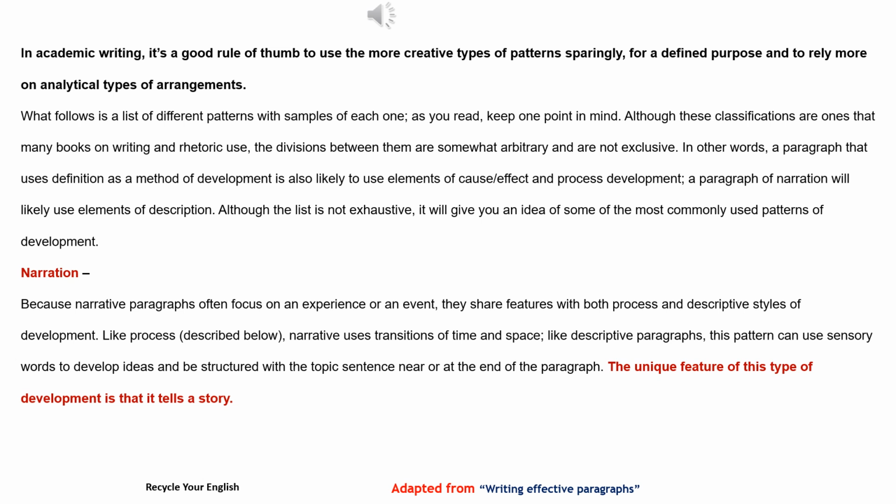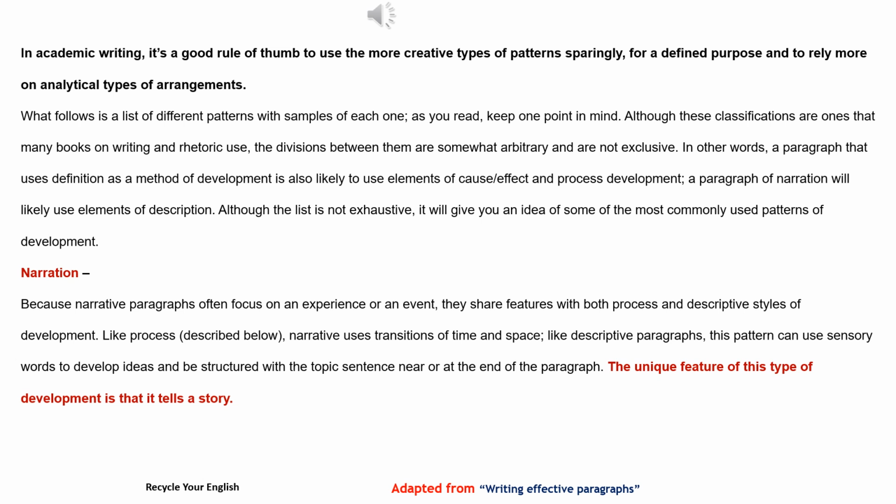Although these classifications are ones that many books on writing and rhetoric use, the divisions between them are somewhat arbitrary and are not exclusive. In other words, a paragraph that uses definition as a method of development is also likely to use elements of cause, effect, and process development. A paragraph of narration will likely use elements of description. Although the list is not exhaustive, it will give you an idea of some of the most commonly used patterns of development.